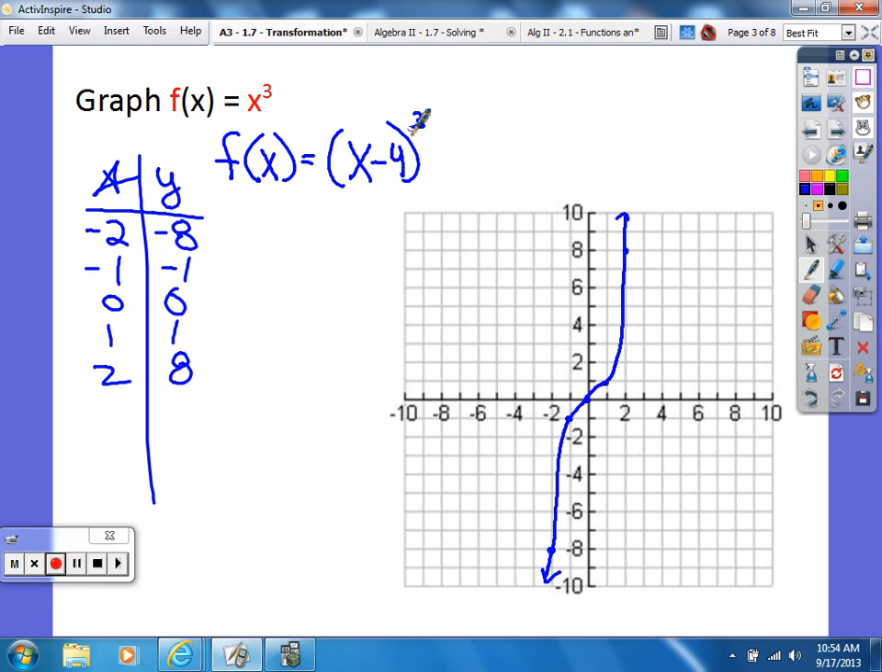Now you shouldn't need to make a new chart because you're only shifting them one direction, right? It's whenever I start adding in a lot of things, like a number in the front, a number in the back, a multiplier, things like that, then I need this chart.